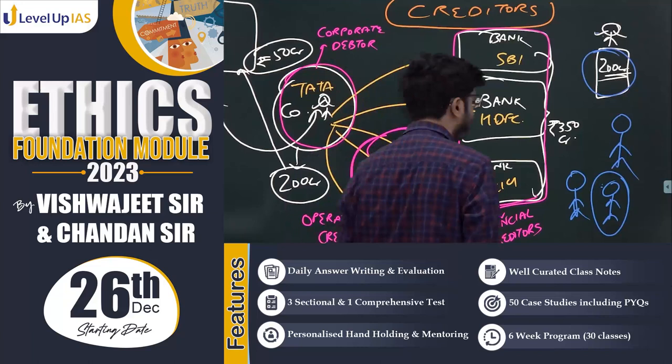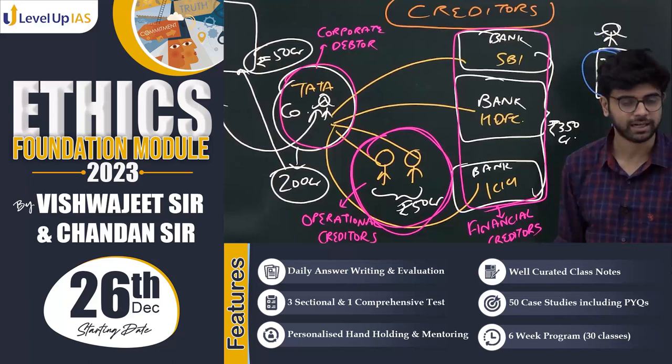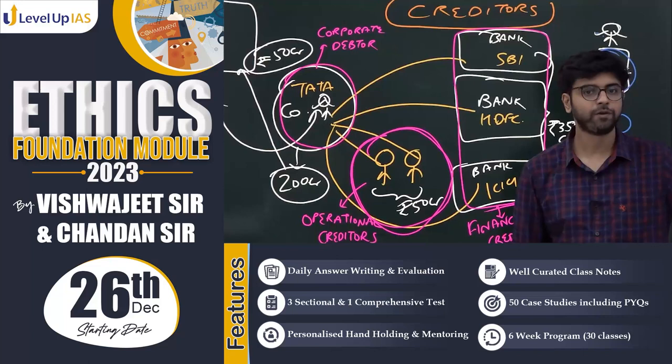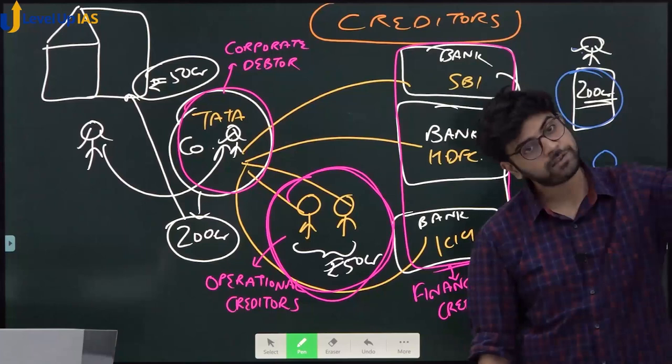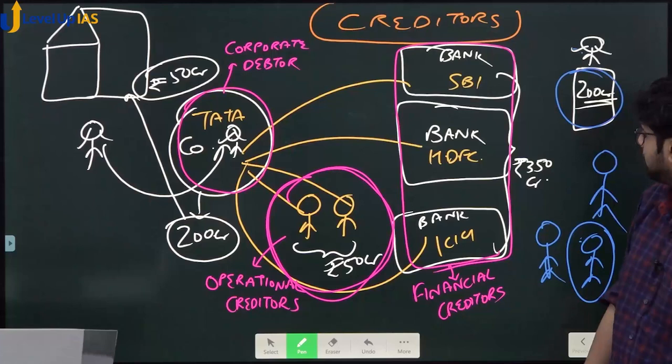operational creditors. Why operational creditors? Because they are engaged in day-to-day operations, they are employees, they are operational creditors. Yes or no? Can vendors be operational creditors? Vendors means the people with whom you trade. Yes, they can also be. So there is a possibility that he has not paid his suppliers for 6 months. Tata is taking steel from steel manufacturers, but he has not made payment. That person also becomes an operational creditor. He is an employee, he can be an operational creditor. Okay?